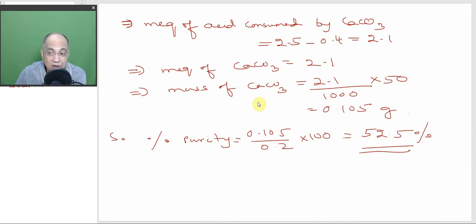And mass of calcium carbonate is 2.1, and we kill the milli by dividing by 1000, into the equivalent mass of calcium carbonate, 50. It's coming 0.105. So the percentage of purity is 0.105 by 0.2 into 100, 52.5%. Got it? So the two numericals that we solved, they are similar. The only difference in the second case is dilution before titration.